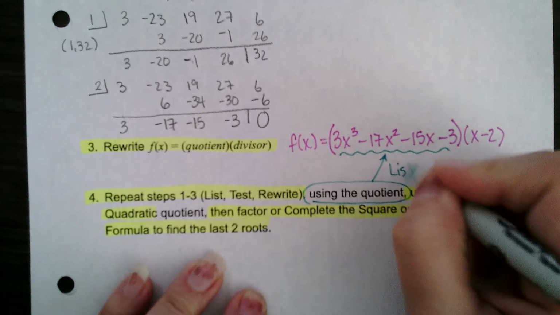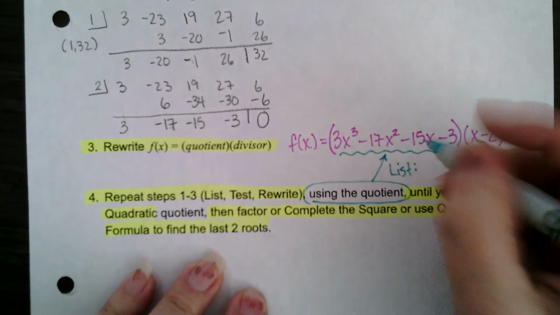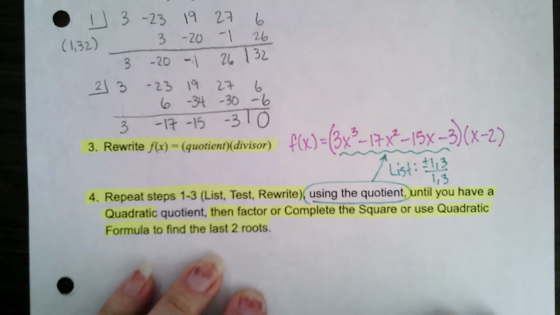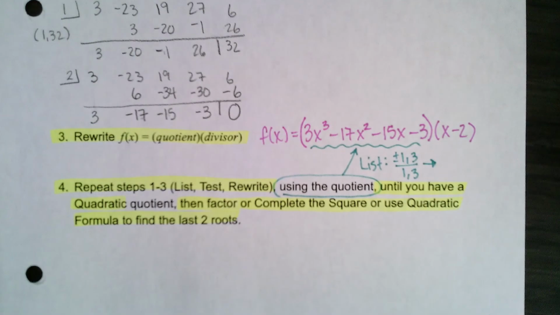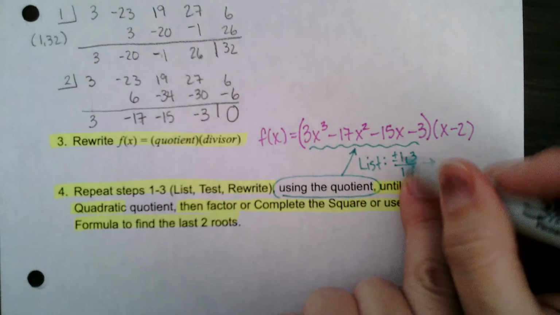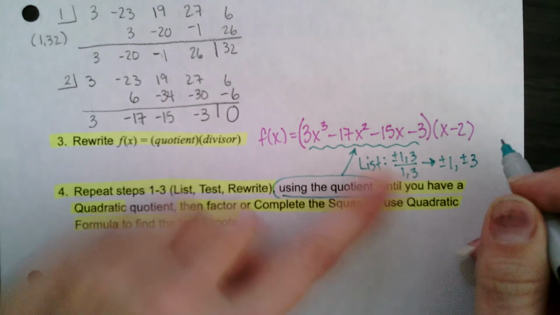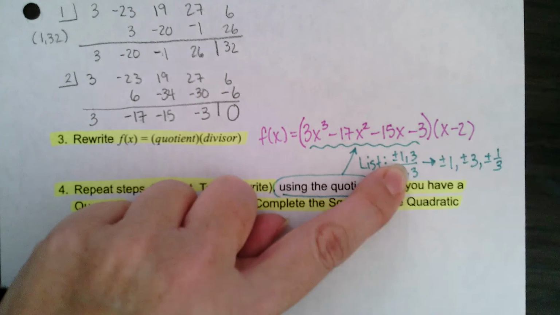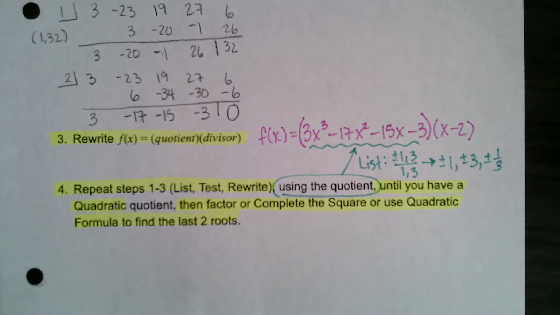So on my list, I need factors of the constant term, which is 3, over factors of the leading coefficient, which is also 3. So I'll have plus and minus 1 and 3 over 1 and 3. When I split that list, I'll have 1 over 1, so plus or minus 1, and 3 over 1, plus or minus 3. And then 1 over 3, so plus or minus 1/3, and then 3 over 3, which is 1. So I won't rewrite that one again because I already have it on there.